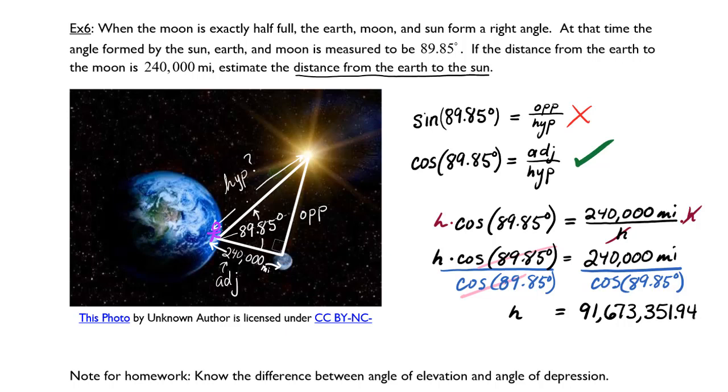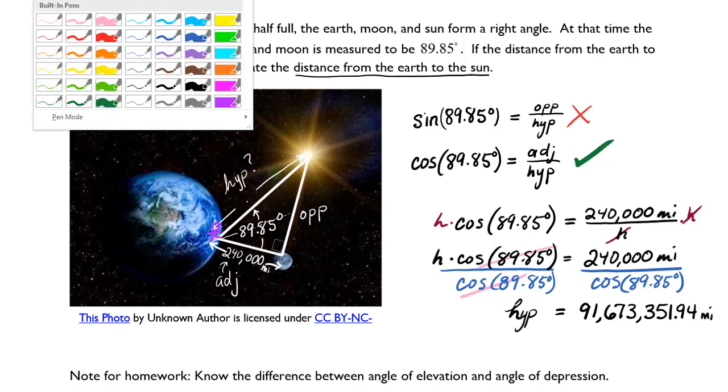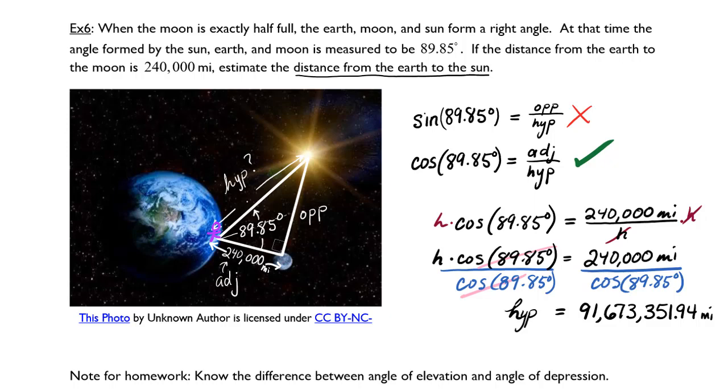91,673,351.94. Interesting. So we were able to find the hypotenuse: 91,673,351.94 miles.